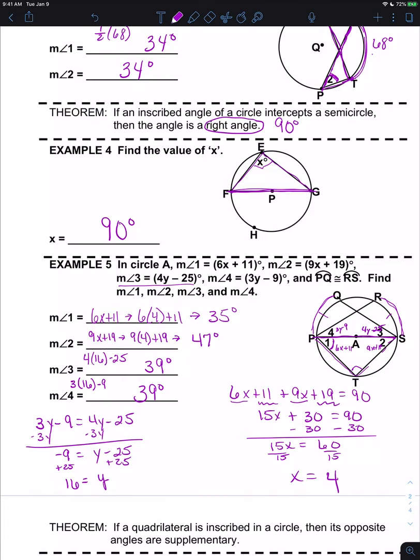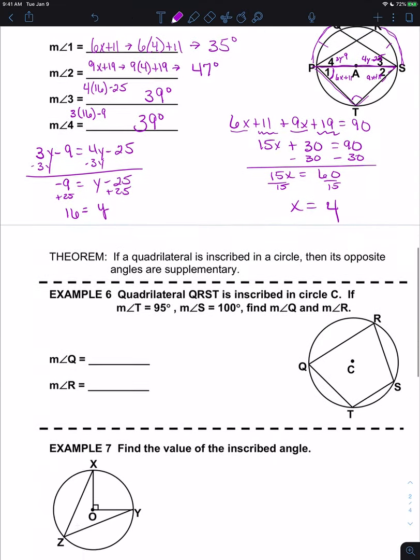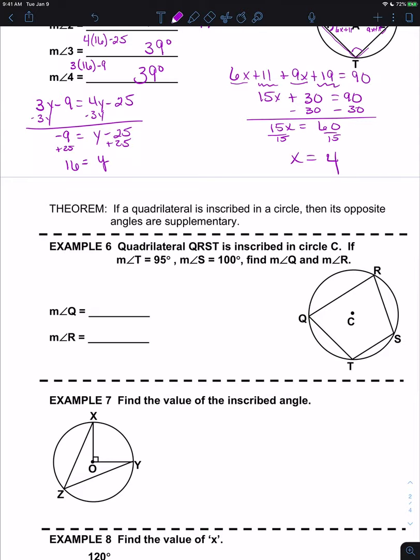So, next, if a quadrilateral is inscribed in a circle, then the opposite angles are supplementary. Remember, supplementary means 180 degrees. Quadrilateral means it has 4 sides. So we've got a quadrilateral inside of a circle, and we know that opposite angles, so S and Q, would have to equal 180 degrees, and then R and T would also have to equal 180 degrees, okay?